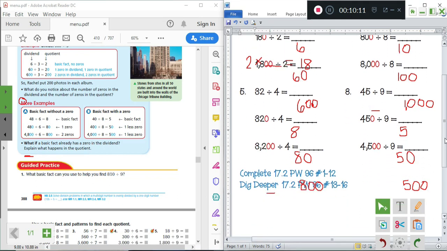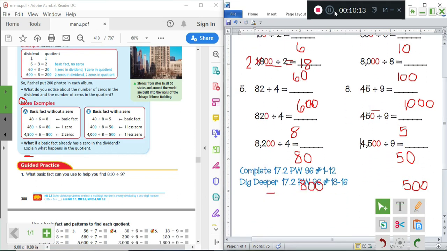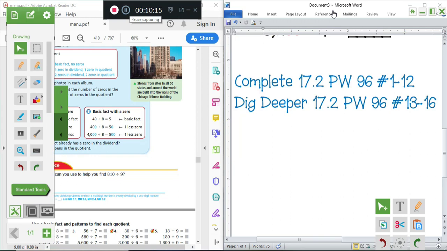So now your job, all right, there you go. Your job is to complete 17.2, which is PW96. I would like you to do numbers 1 through 12. If you would like to dig a little deeper, you can always do the word problems, number 13 through 16.